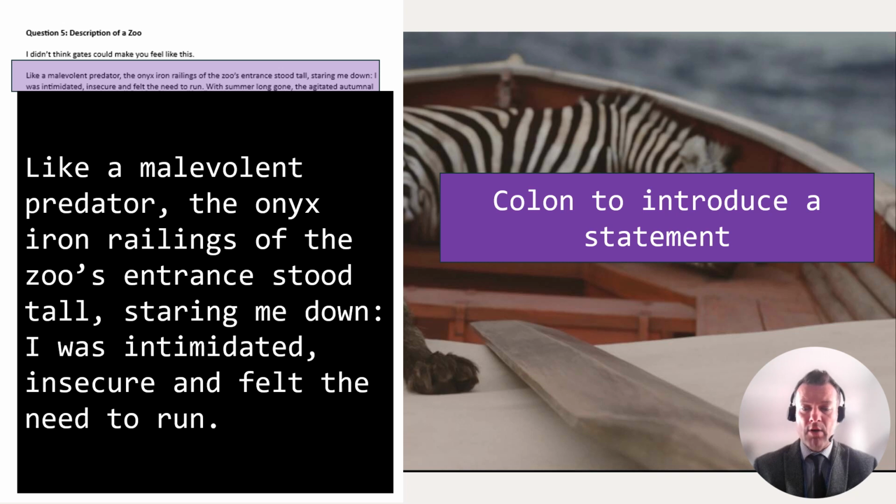The left-hand side of that colon makes sense on its own. But I want the reader to really understand that I was intimidated, insecure, and felt the need to run. It creates that sense of drama. The colon helps amplify and intensify that idea of fear, and it's used particularly well.